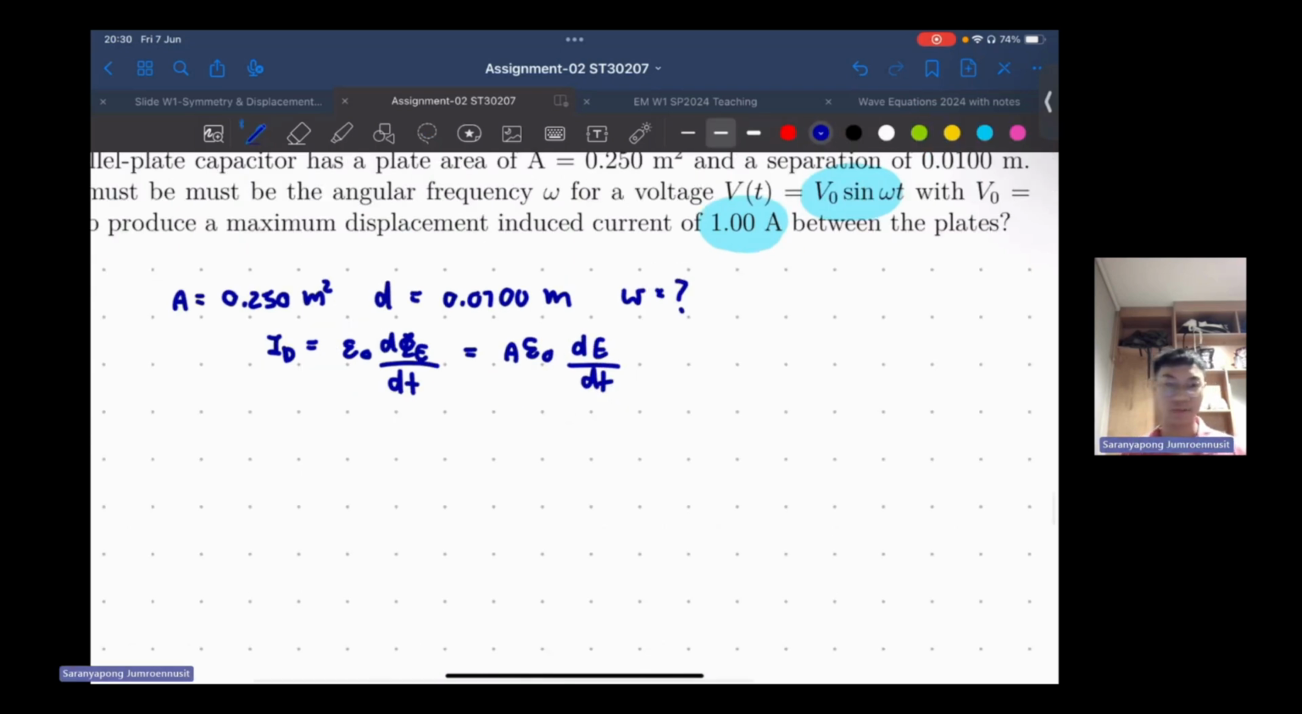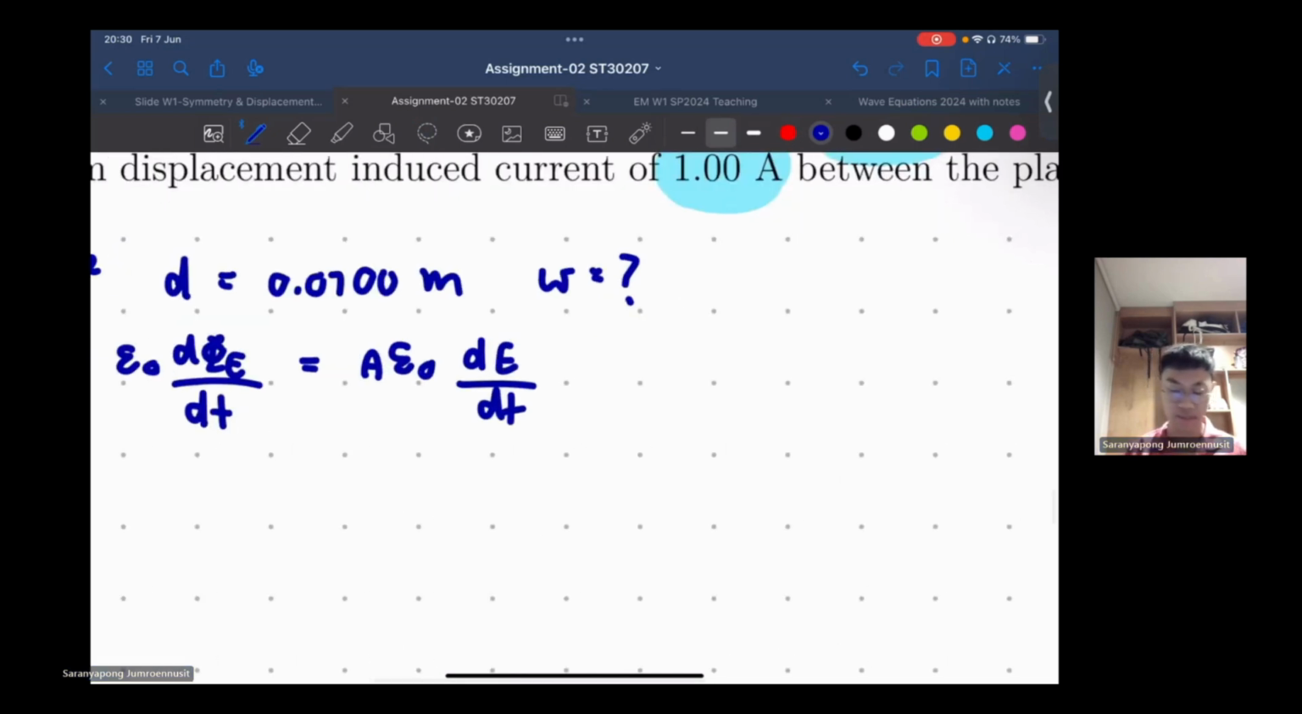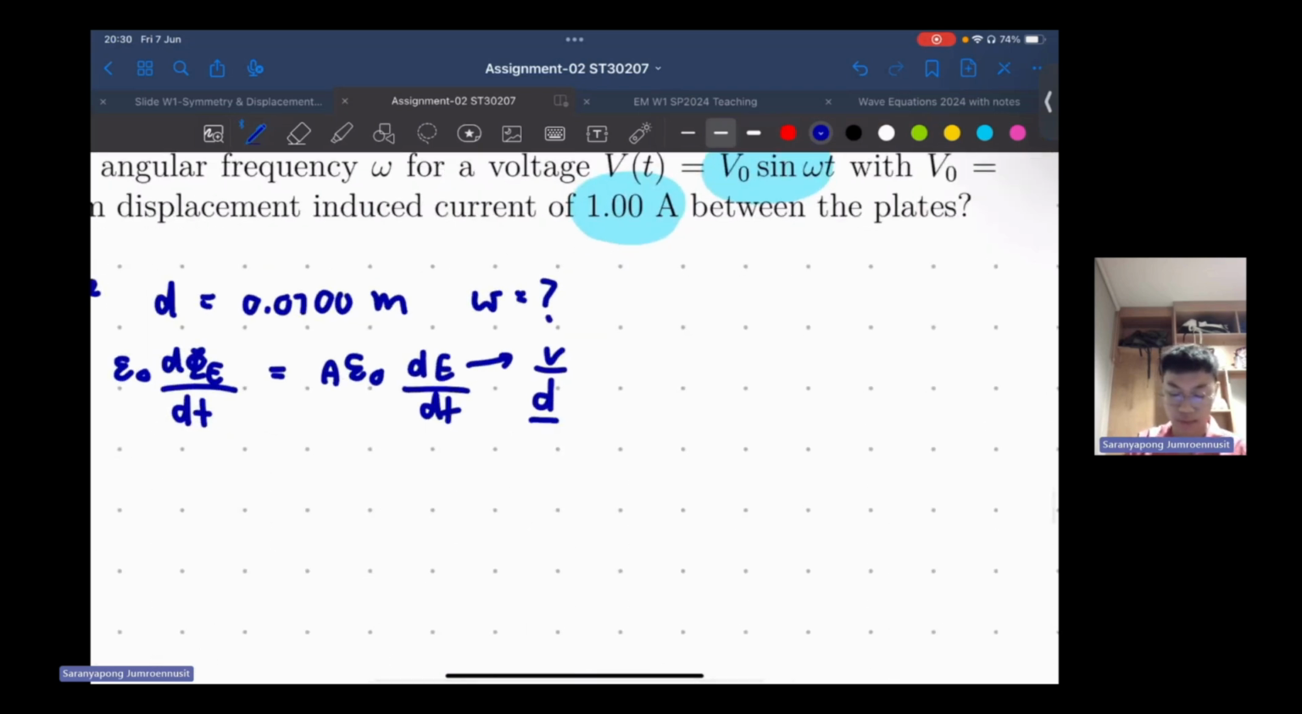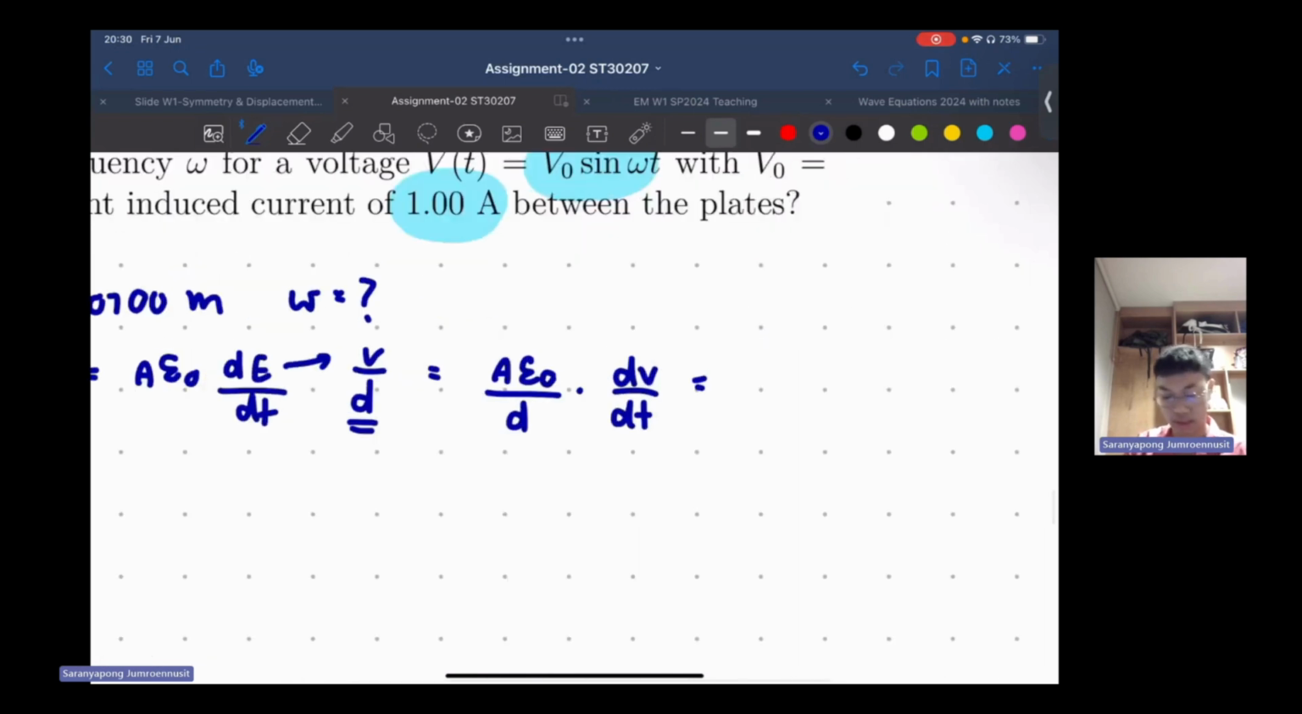However, we still don't know the electric field, so we need to find another value to plug in. Since we know that the electric field is equal to voltage divided by the separation, and the separation is also a constant, we pull it out of the differentiation. And we'll get this equation of displacement current.